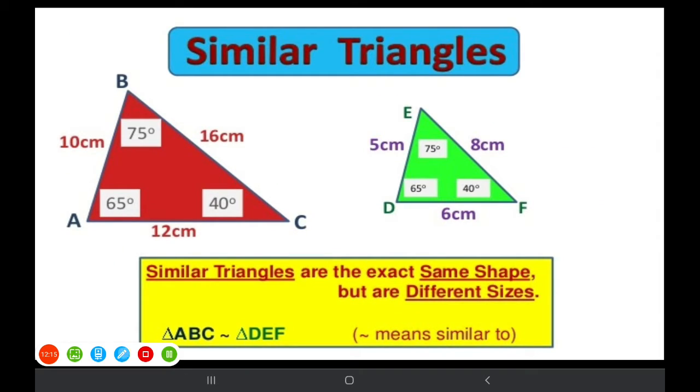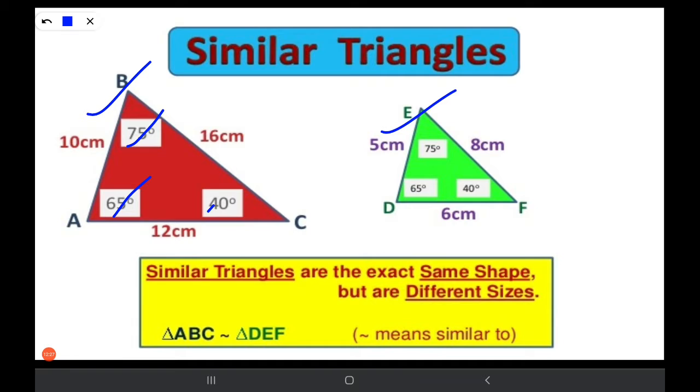They are the same shape but different in sizes. So triangle ABC is similar to triangle DEF. If you observe here, these angles are equal. Corresponding angles are equal, so we can directly say they are similar.